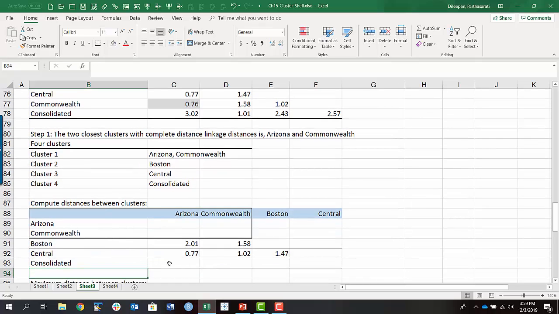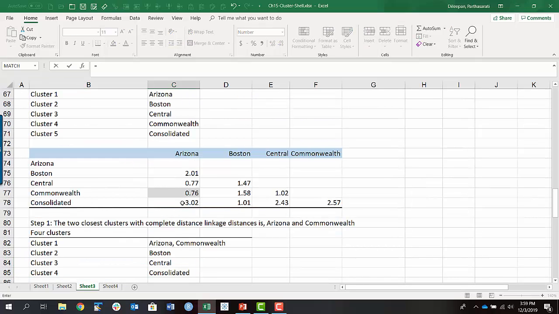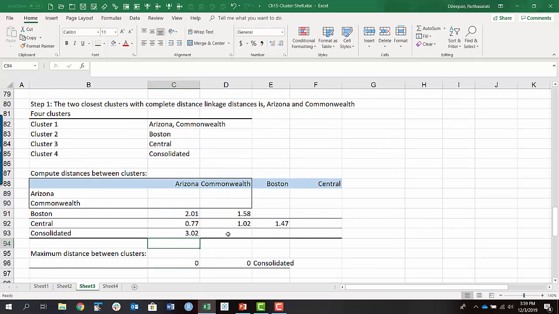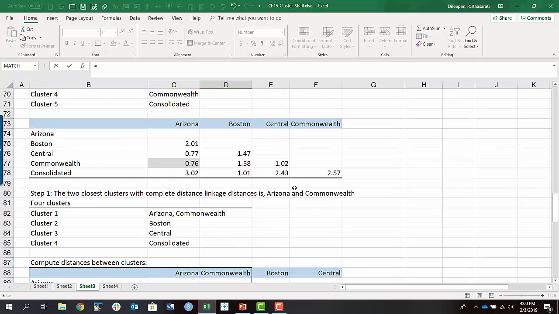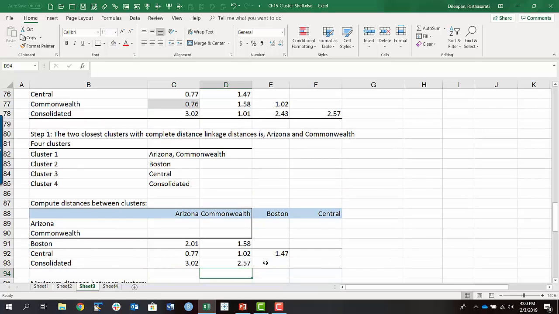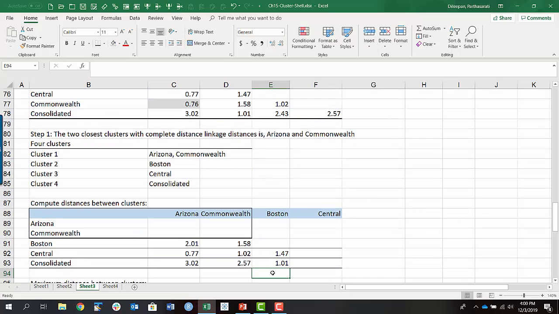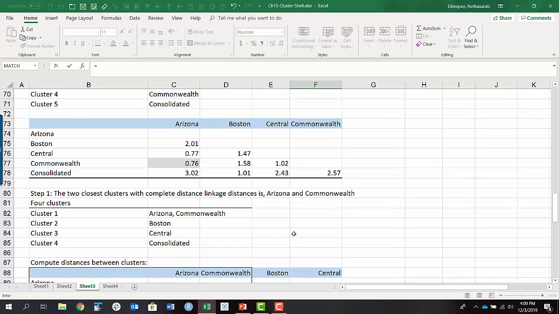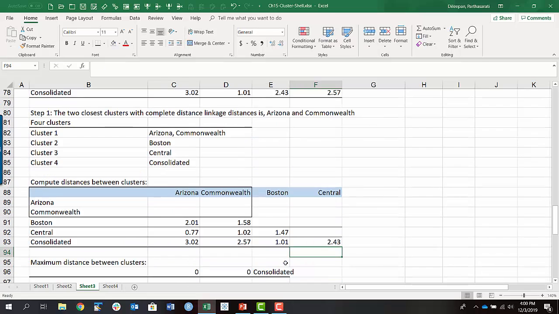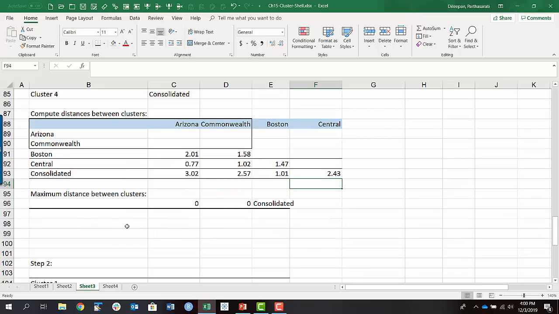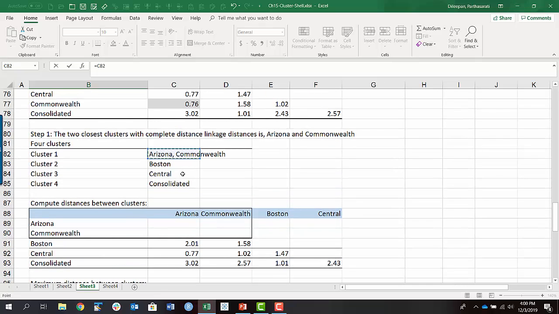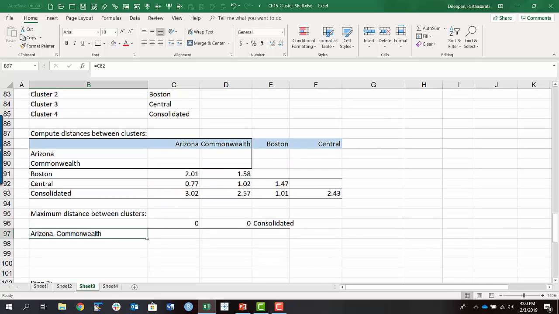So we have consolidated to Arizona, consolidated to Commonwealth, so that would be that, and then consolidated to Boston, and consolidated to Central. Okay, so now these are the distances. Now we have the clusters, right? So the 4 clusters.